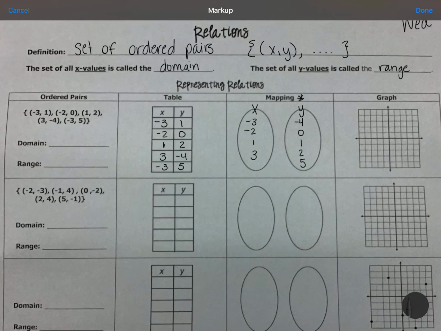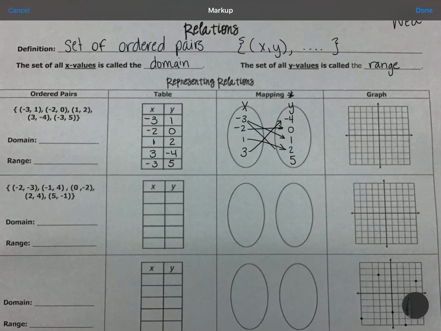And then to complete your mapping, you simply draw an arrow that connects the ordered pairs together. So -3 maps to the 1, because that's my first ordered pair. -2 goes to the 0. 1 goes to the 2. 3 goes to the -4, and then I have another -3 that went to the 5. So there's two arrows coming out of that -3 because it repeats. And that is what a mapping looks like.